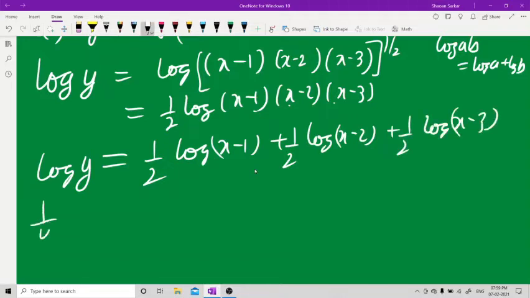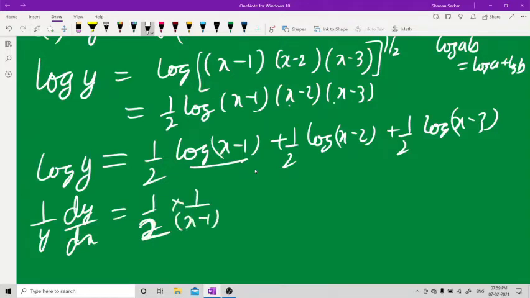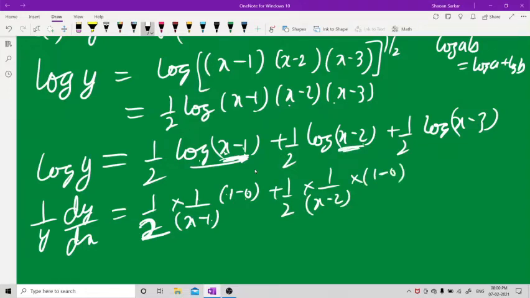Now take the derivative: 1 upon y dy by dx equals half into 1 upon x minus 1, using chain rule. Then this is 1 minus 0, because the derivative of x is 1 and the derivative of 1 is 0. Similarly, half into 1 upon x minus 2, and the derivative of x is 1 and of the constant is 0. Then half log x minus 3 also, use chain rule: 1 upon x minus 3 into 1 minus 0.